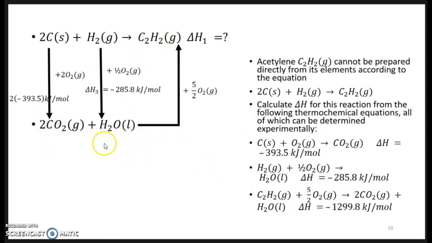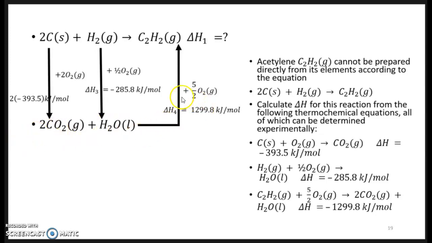However, we're moving from carbon dioxide and water to C2H2. That's plus 5 over 2, 5 halves. So if you notice, we're using the reverse of this reaction. And since we're using the reverse of this reaction, our delta H, which was negative, is now positive. Remember one of the properties of delta H.